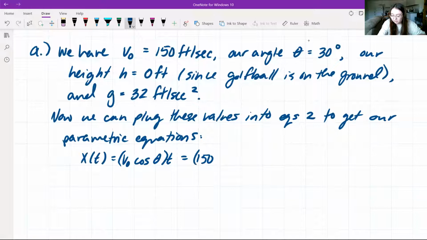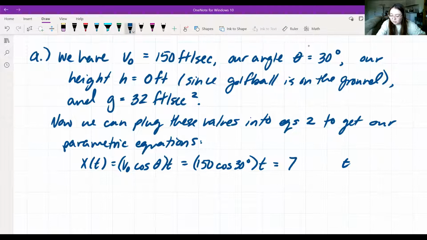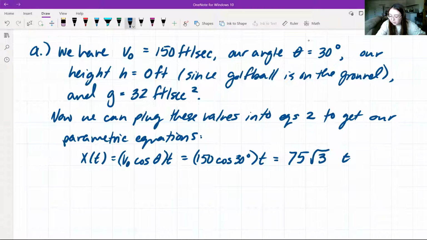This is going to end up giving us 150 times cosine of 30 degrees times t, which simplifies to 150 times the square root of 3 over 2 times t, where we can combine 150 and the square root of 3 over 2. We can divide 150 by 2 and then multiply by the square root of 3. So this just turns into 75 times the square root of 3 times t.